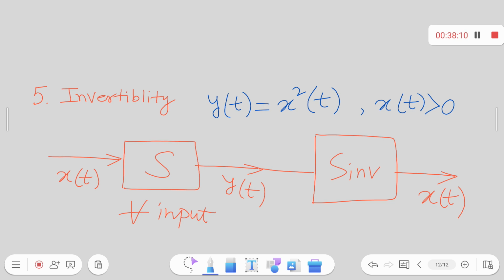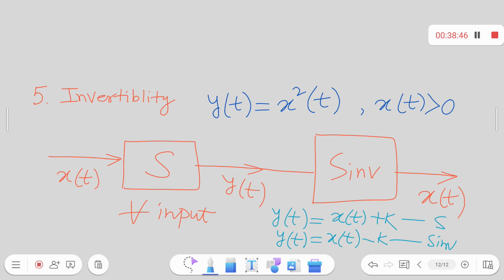What will be the inverse system? Y of t is equal to x of t plus k for all x of t and all k. That is the system itself, the system S. So for the inverse system, I would take y of t is equal to x of t minus k. That is for S inverse.